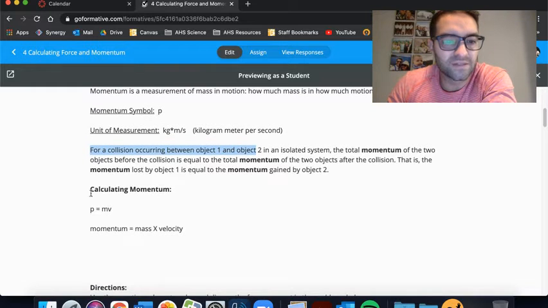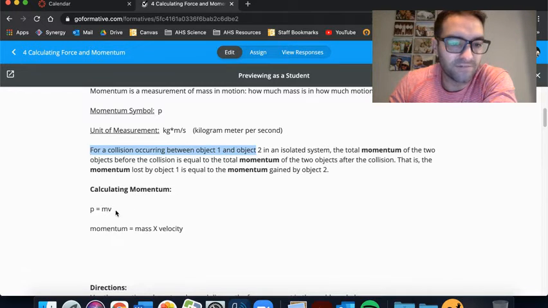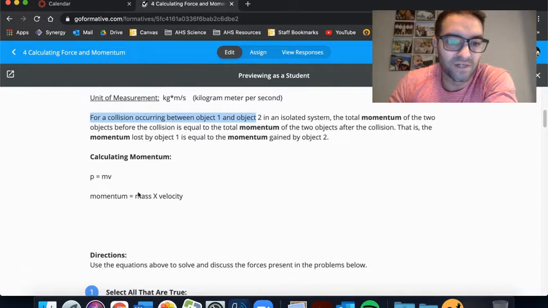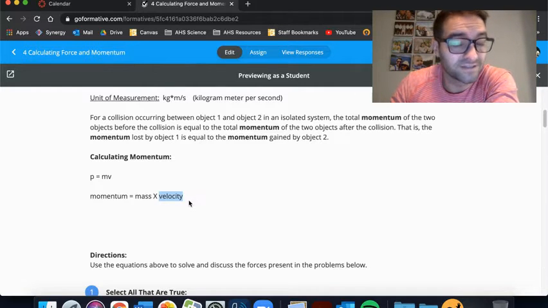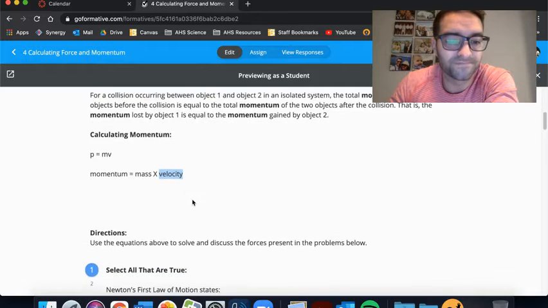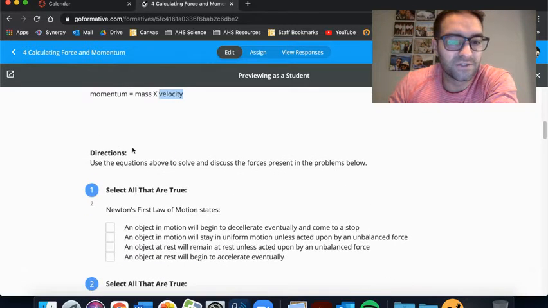Next, calculating momentum, and this is what we're going to practice with a bit in this activity. So technically it would be P equals mv, and what that's saying is momentum equals mass times velocity. So hopefully not too complicated, but you will have a kilogram mass, and then you will have a velocity, or you'll have to solve for velocity, which we should know how to do from quarter one. So directions, very simple. Use equations above to solve and discuss the forces present in the problems below.